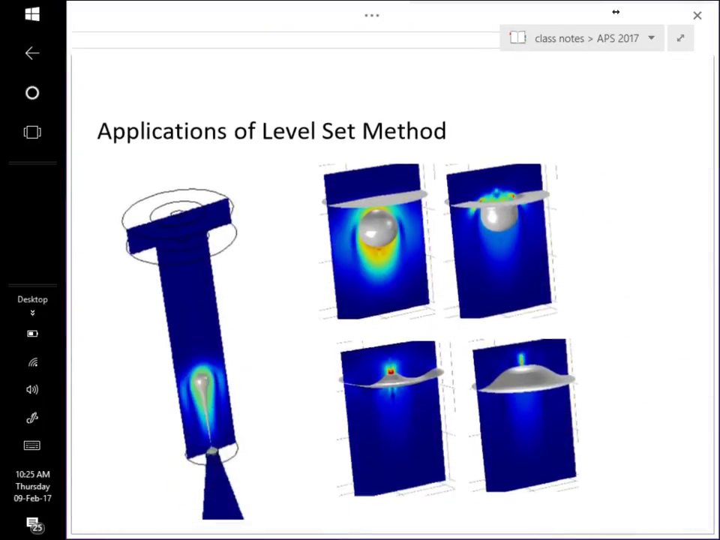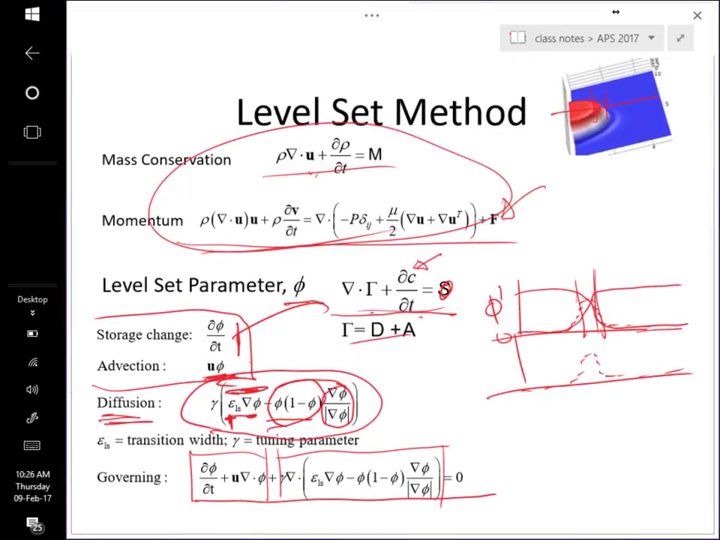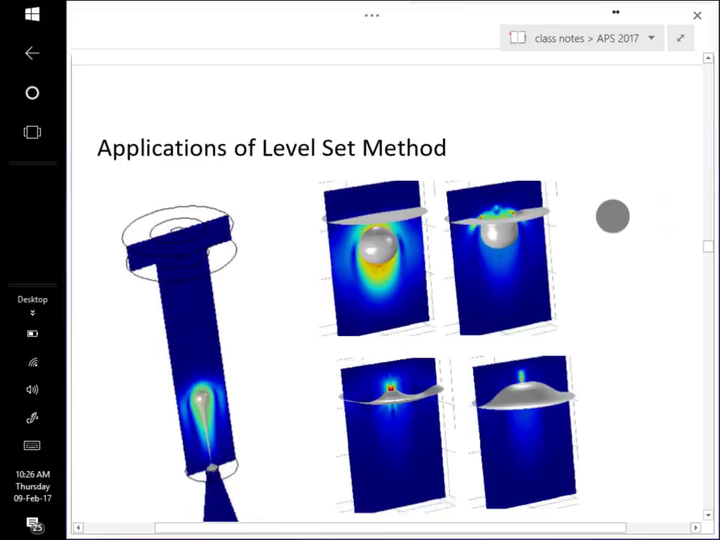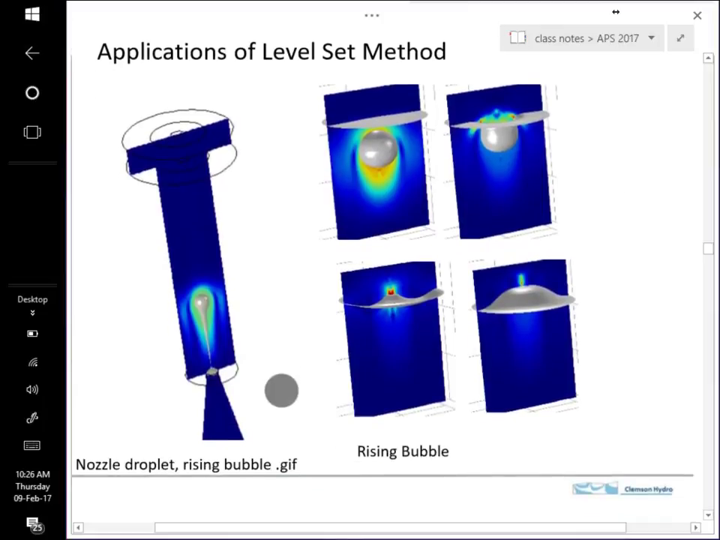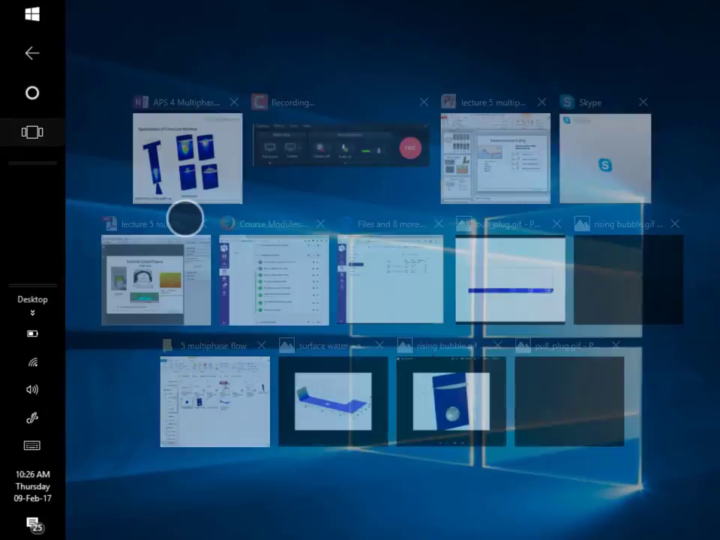One of the advantages is that this level set surface can get distorted and be quite irregular. It can be rippled in some cases where you might have droplets or separated phases. And so it really gives a nice, versatile approach. Here's an example of a droplet coming out of a nozzle, and you can see it's got its tail and its head here, and then this is a rising bubble that's done with the level set. So these are from simulations.